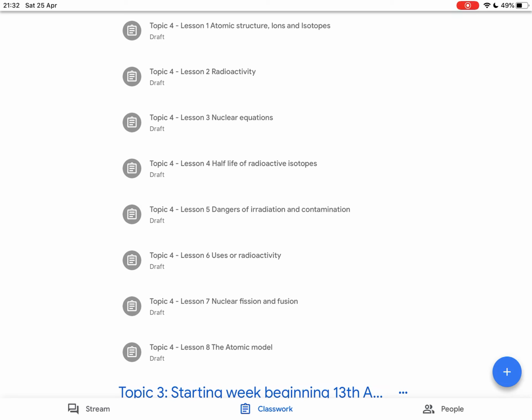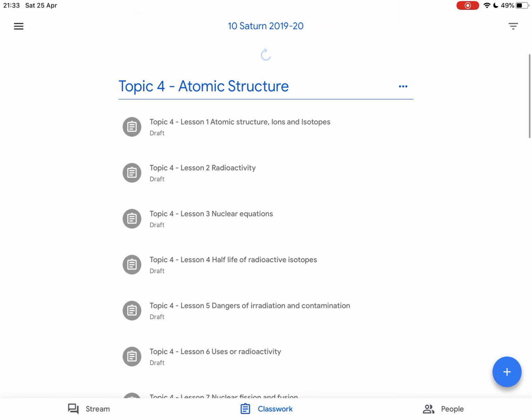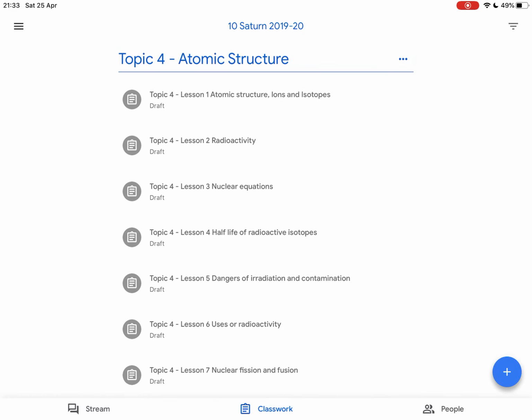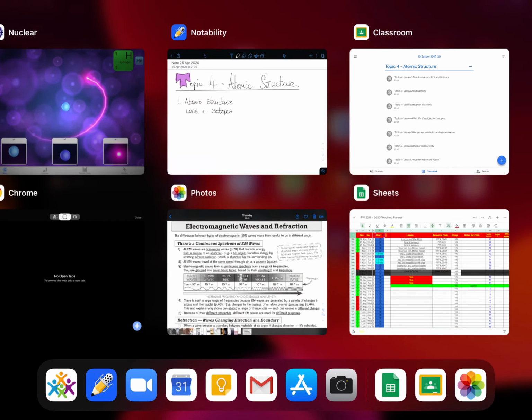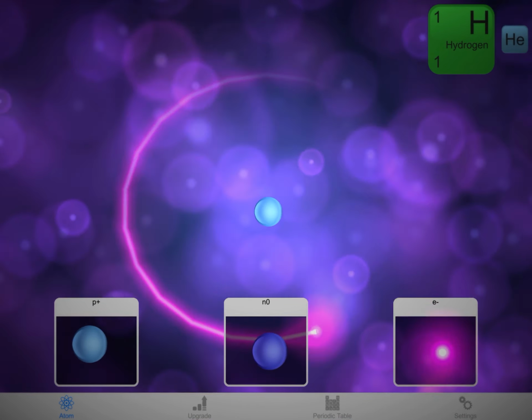Lesson 7 will be about nuclear fusion and nuclear fission, so atomic bombs and the future of our energy. And Lesson 8, the atomic model, which you've kind of already done, but I'll be putting a physics twist on it. So, without further ado, let's start with the atomic structure. And we'll go over to an atom builder.